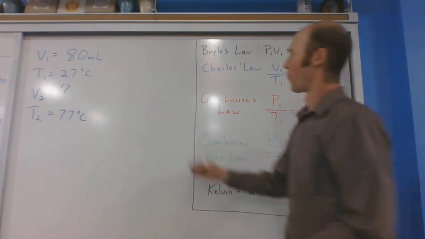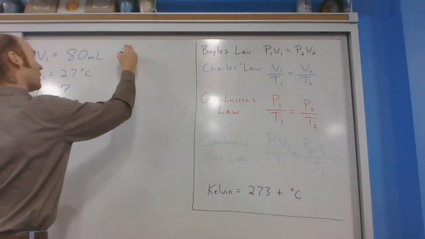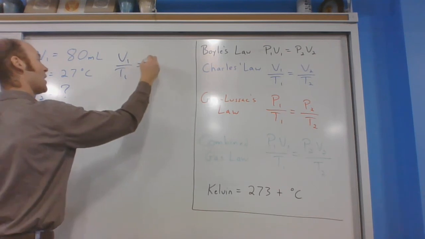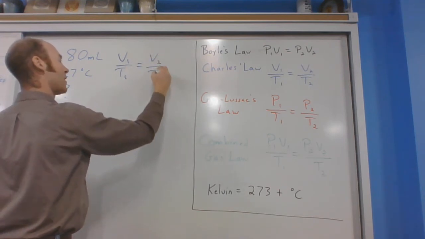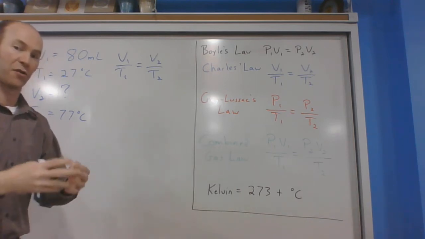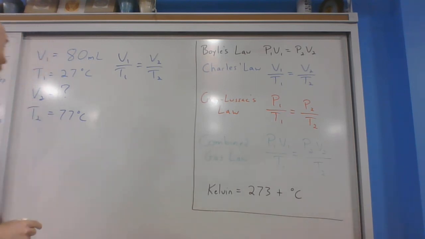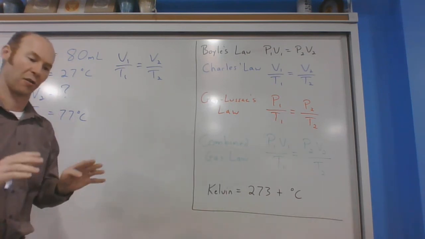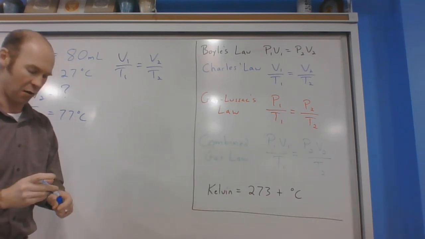Okay, we're going to have V1 over T1 is equal to V2 over T2. And just like before, it doesn't mention pressure, it doesn't mention moles of gas, so we have to assume that the pressure and the amount of gas in there does not change. Those will remain constant. All right.